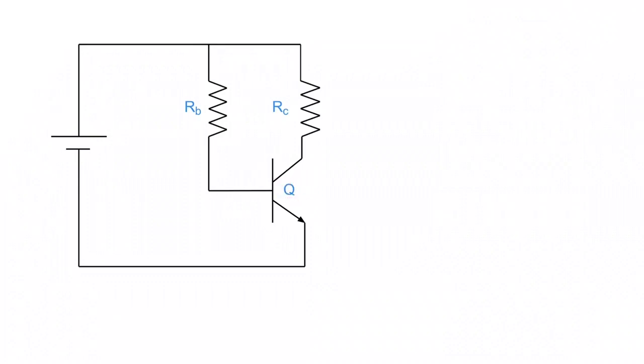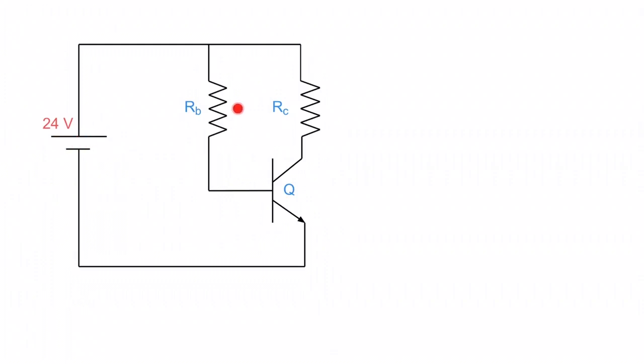Now, if I have a base resistor here and a collector resistor here, the first thing I'm going to do, dealing with the transistor, is determine what my base current is. In order for that to happen, I need to have a voltage. So let's assign a voltage. Let's go with 24 volts. I'm going to start with 24 volts.